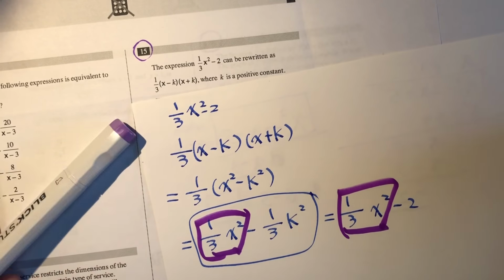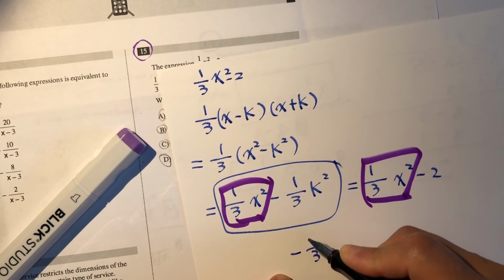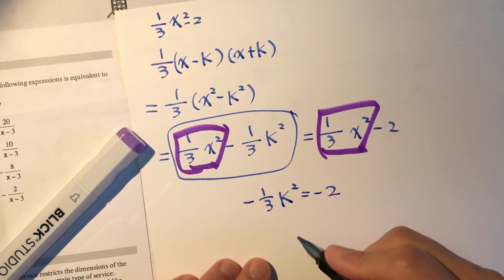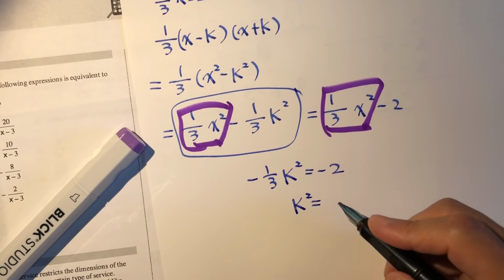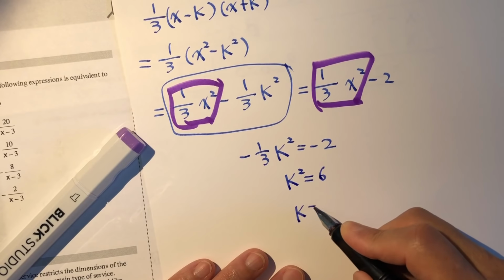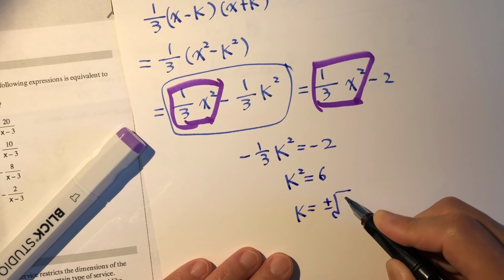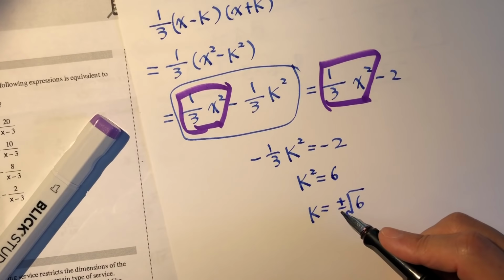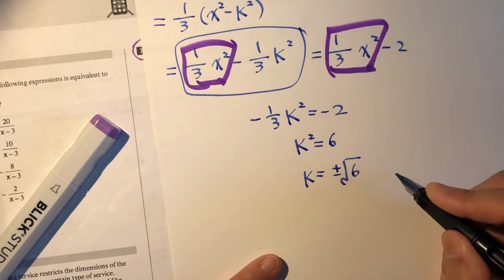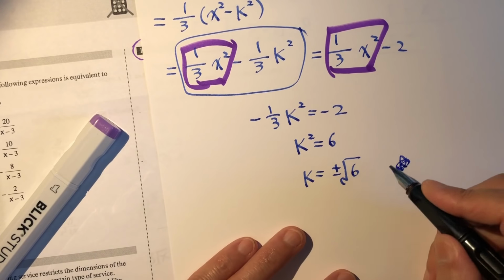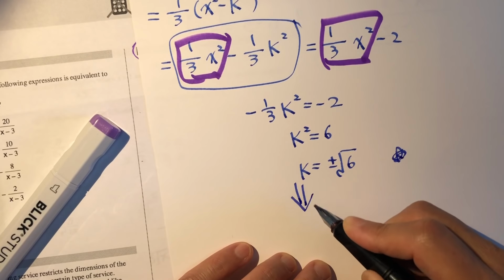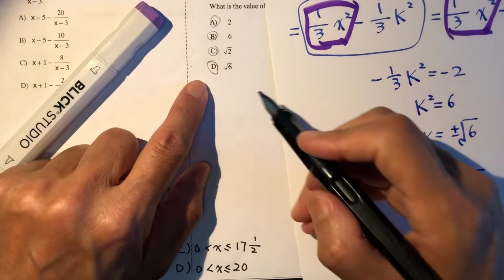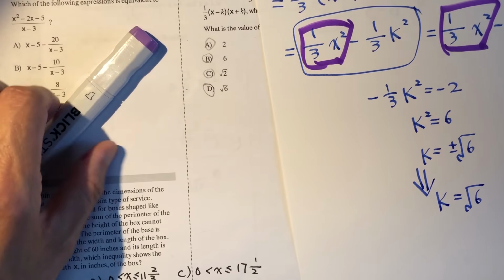So it becomes negative 1/3 k squared equals negative 2, k squared equals 6, k equals positive or negative root of 6. But it is given that k is a positive constant. So the negative one we will get rid of. So you figure out k equals positive root 6 is the only answer. So D is the answer.